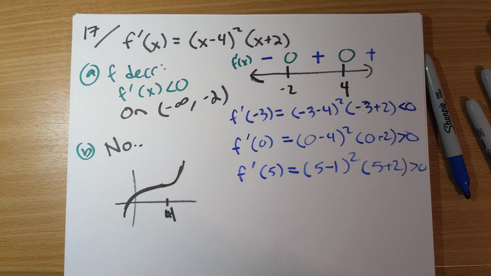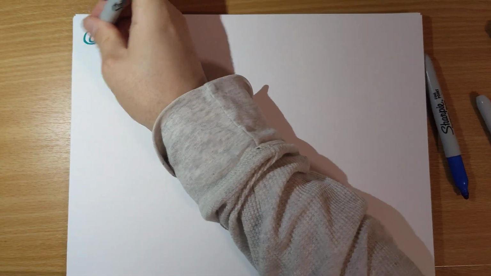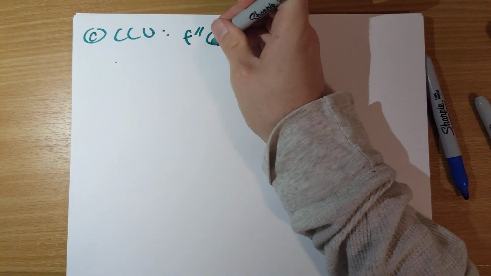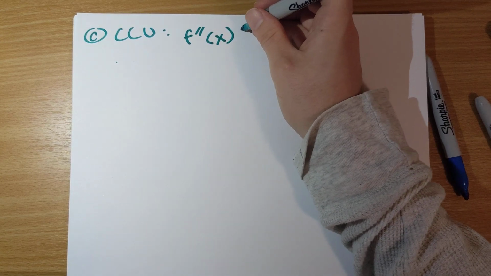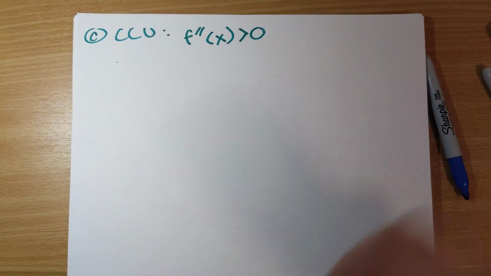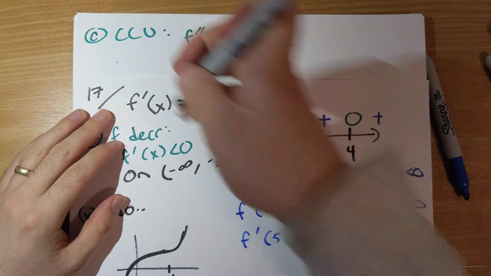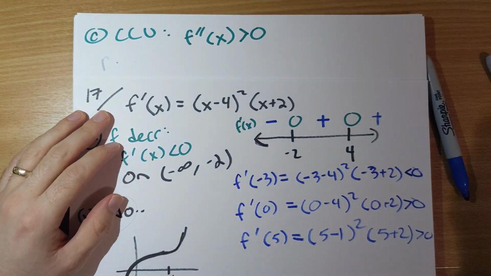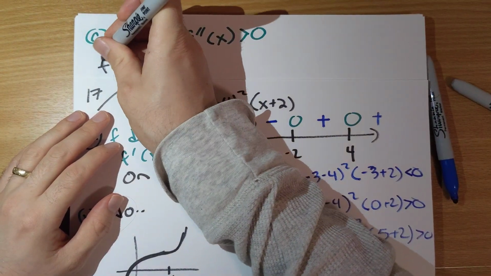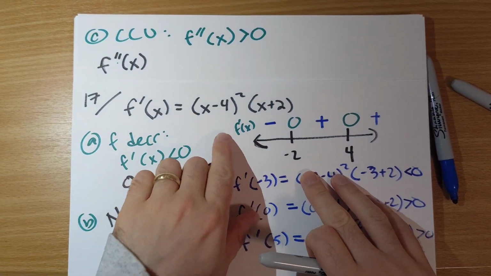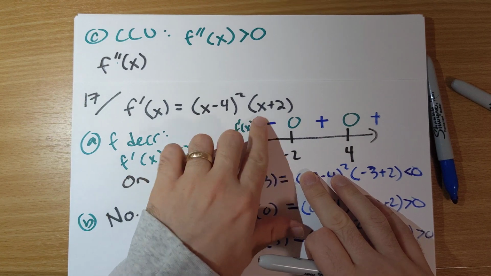Okay, where is f concave up? So concave up is discussing when f double prime of x is positive. So for this, we need to compute f double prime of x. We need to compute the second derivative, which we do simply by taking the derivative of the first derivative. Let's do this with the product rule.